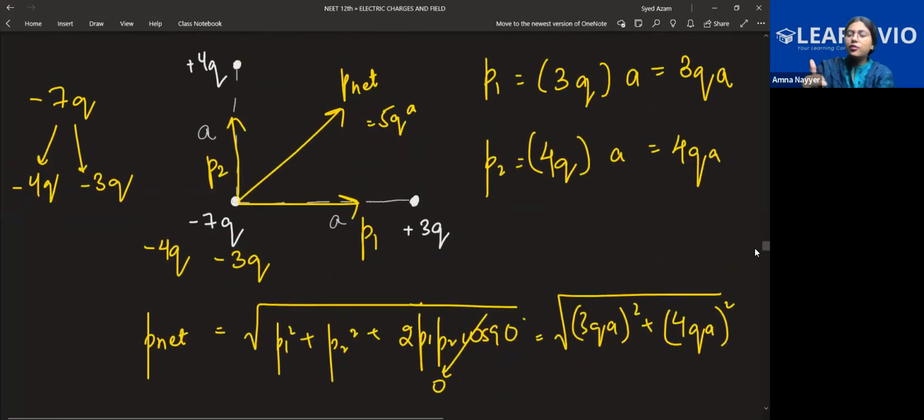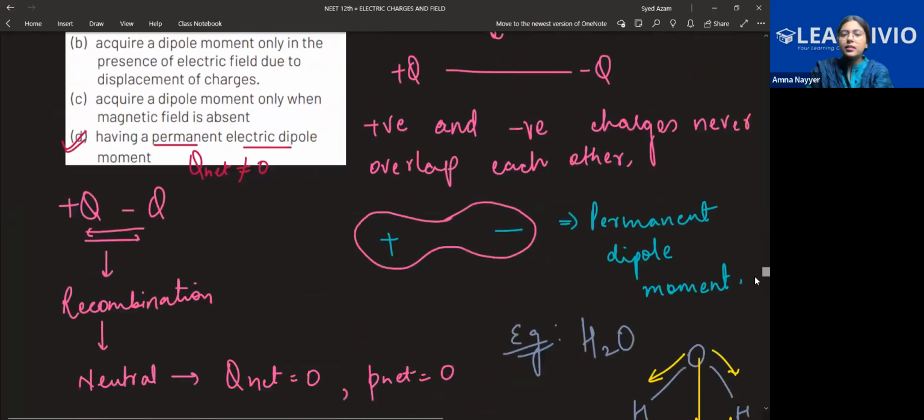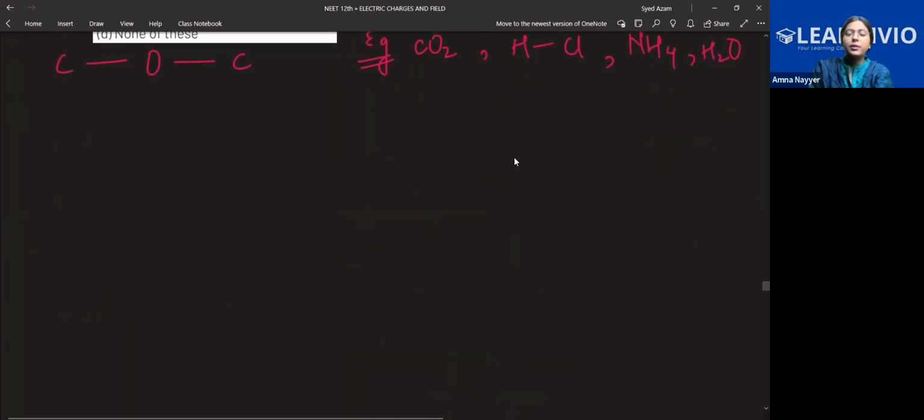Simplify your vector formula, that is, under root P1 square plus P2 square plus 2 P1 P2 cos theta, whatever is given. We did 2 good questions from this. Okay, 3 we did it.